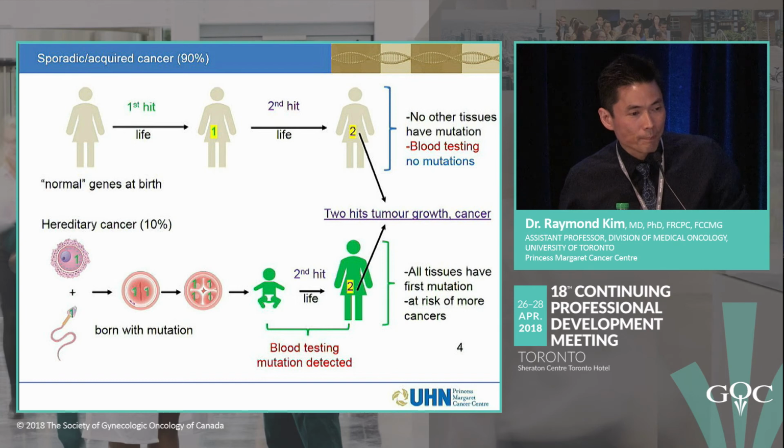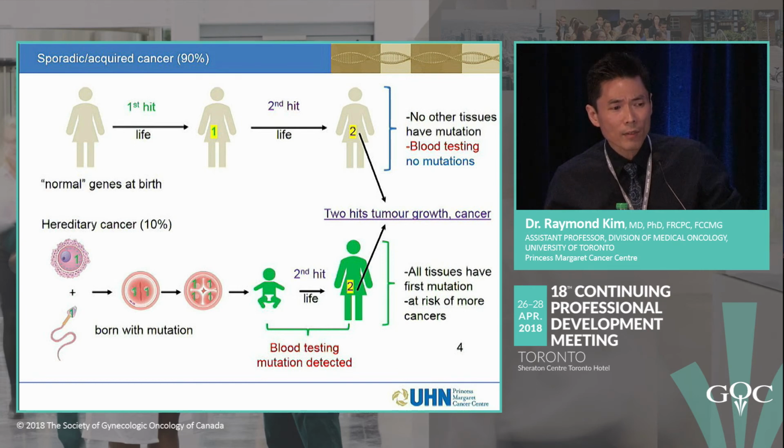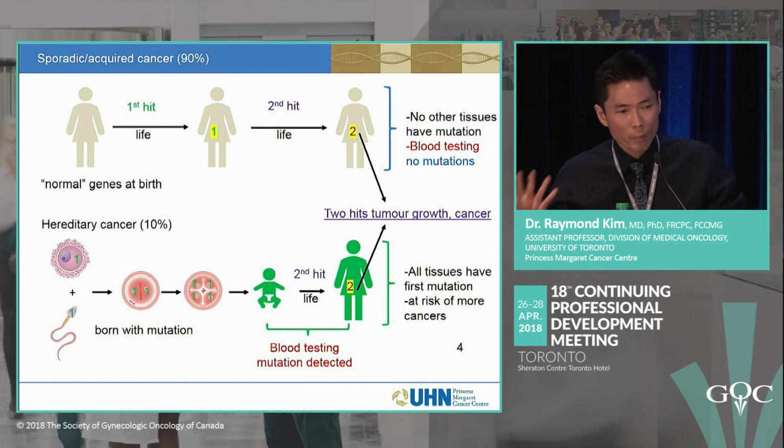set of genes. And then they get their first hit in life, and that's usually from smoking, alcohol, obesity, hormone replacement, those types of hits that we all think contribute to cancer. And then they get their second hit, which happens later on in life. But both of those hits are isolated to the tumor. And then when you look at the rest of their body, you won't find a mutation. So we use the blood as a representative tissue of the whole body. So when you do a blood test, you won't find it in their blood.